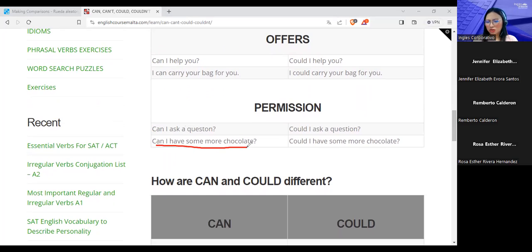Can I have some more chocolate? Estamos en un evento, había un desayuno, and I really want to continue drinking, or I need people to come and fill my glass, or my cup in this case. Can I have some more chocolate? Could I ask a question? ¿Podría hacer una pregunta? Could I have some more chocolate? Permissions, and that's it.